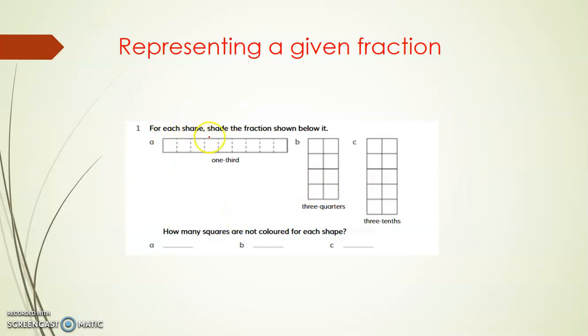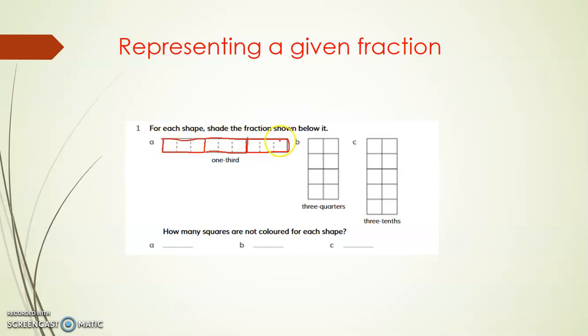For each shape, shade the fraction shown below it. So here you have to color 1/3. ഈ തന്നിരിക്കുന്ന ഷേപ്പിന്റെ 1/3 color ചെയ്യണം. So what we'll do is, we'll take 3 parts. ഇതിനെ 3 parts ആയിട്ട് ഡിവൈഡ് ചെയ്യുക. എന്നിട്ട് ആ 3 partsന്റെ 1 part color ചെയ്യുക. That is one way of doing it.